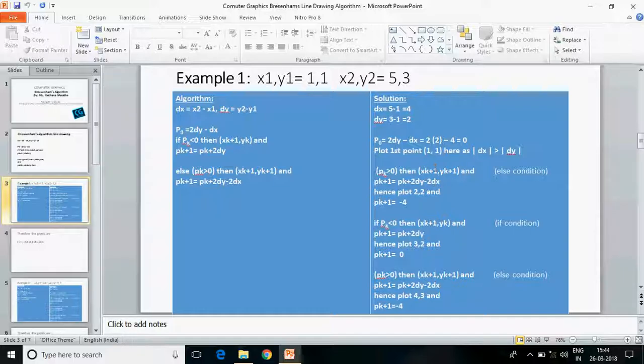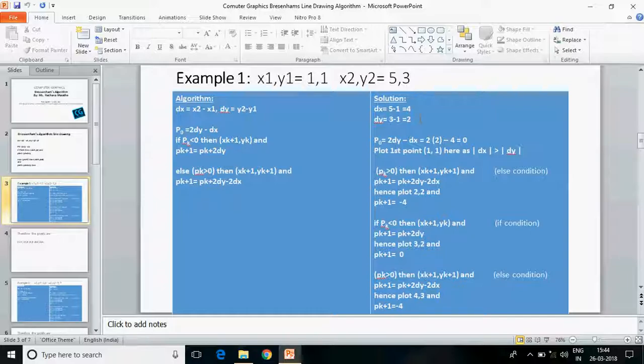So we will look at it just like this. pk greater than or equal to 0. Then xk plus 1 and yk plus 1. So the next coordinate will be 3 plus 1 and 2 plus 1, and therefore 3 becomes 4. After 2, 2 plus 1, it becomes 3. The next pk that we will calculate is based on this equation.